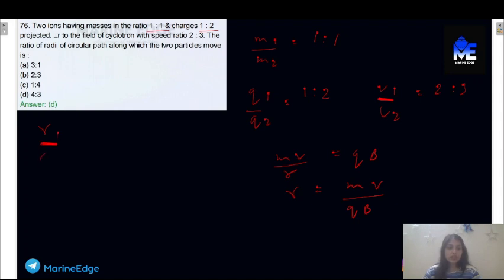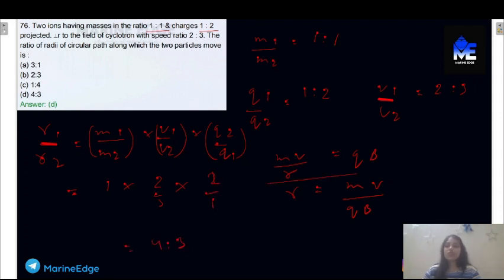Now, given all these values, if we take the ratio R1 by R2, that is the radii of the circular path, that will be equal to how much? m1 upon m2 into v1 upon v2 and reciprocal of q, right? Because q is in the denominator, R is inversely proportional to q. So q2 upon q1. If we take this product, what will we get? 1 into 2 by 3 into 2 by 1. So we get 4 is to 3. This was the base formula. But this was also a formula based question, right? We did not need a lot of time for this.